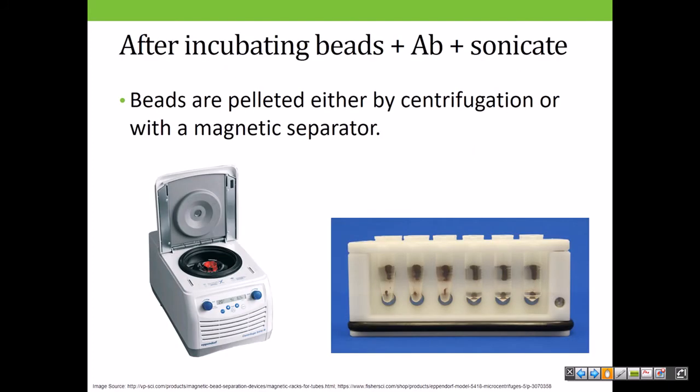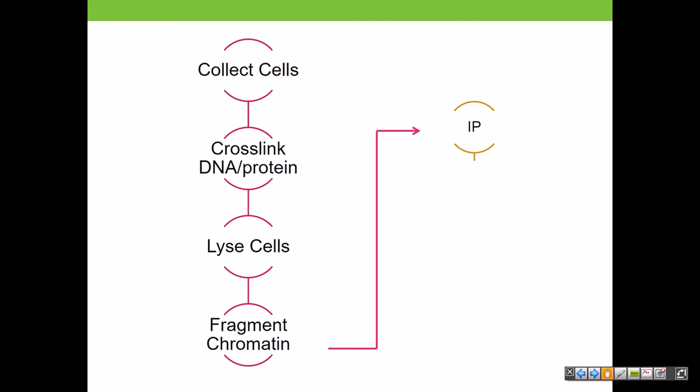All right, so after you incubate your beads and your antibody and your sonicate, then you're going to pellet beads either by centrifugation, if they're not magnetic beads, or you can use a magnetic separator rack, shown here. These little brown splotches are the beads that are sticking to where the magnet is, and essentially you can go in with a pipette while they're in the tube rack and take out any supernatants, leaving your beads intact.